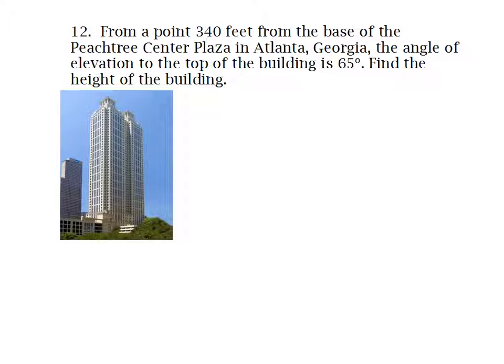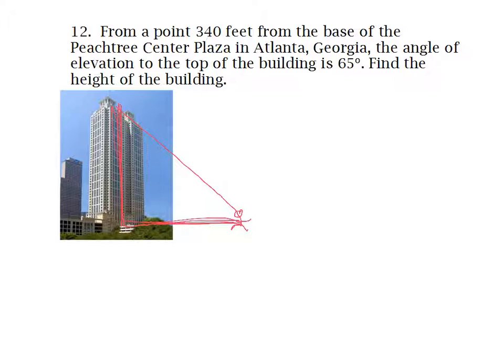Let's try one more problem, one where they don't give us a triangle. We're going to kind of try to apply that SOHCAHTOA with some sort of a scenario. On number 12 here, from a point 340 feet from the base of Peachtree Center Plaza, the angle of elevation to the top of the building is 65 degrees. Find the height of the building. Got it. I'm standing over here someplace, looking up at the top of the building. I'm standing away from the base of it. I'm looking for how tall it is.